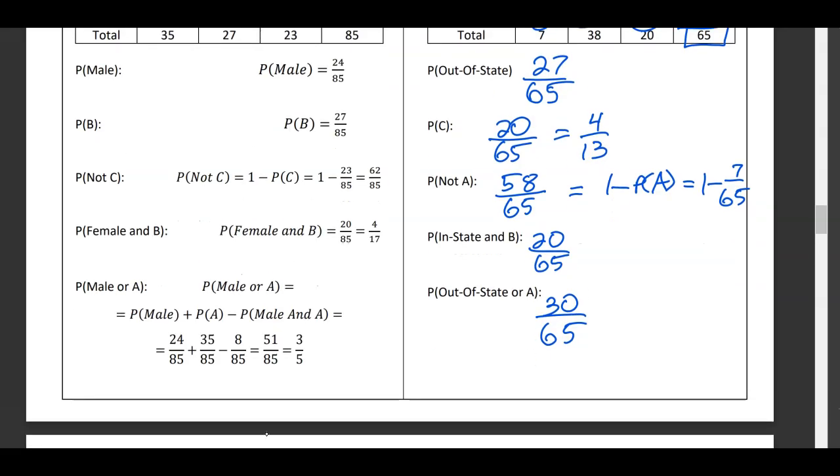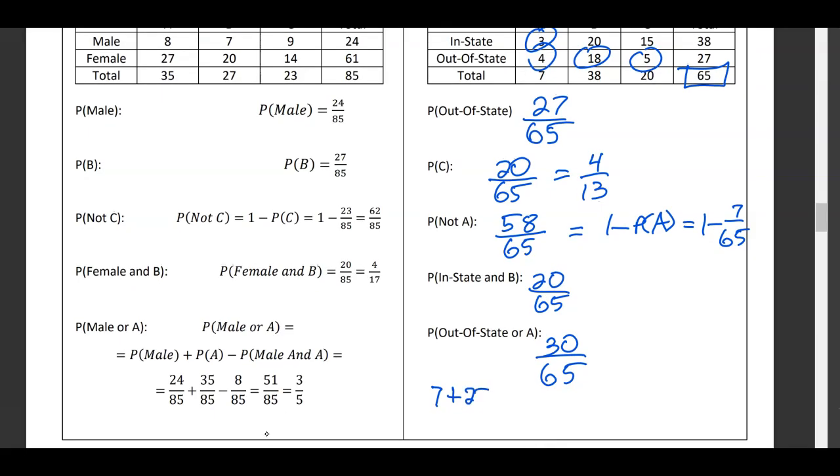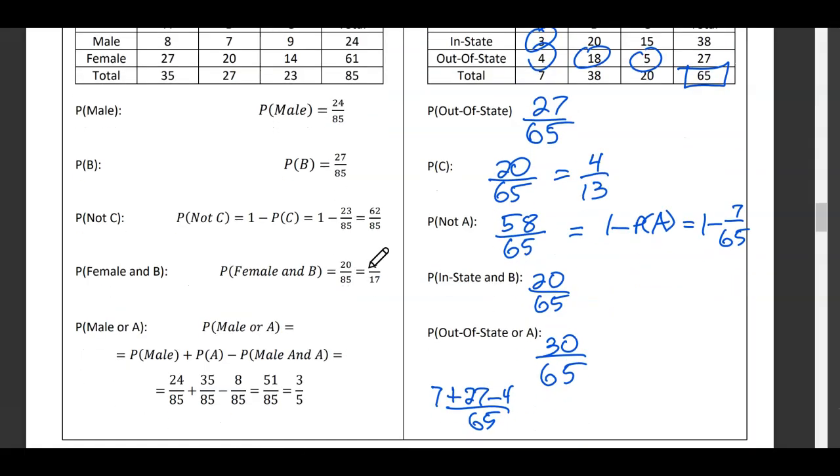The other option would have been the 7 plus the out-of-state 27 minus the double counting. You'd have to subtract the 4 to get the right answer. And that's with the OR rule. Probability of A or out of state is the probability of out of state plus the probability of A minus the probability of out of state and A. The rule works, you just have to remember to use it. I think it's safer just to circle the individual numbers. All right, moving on.